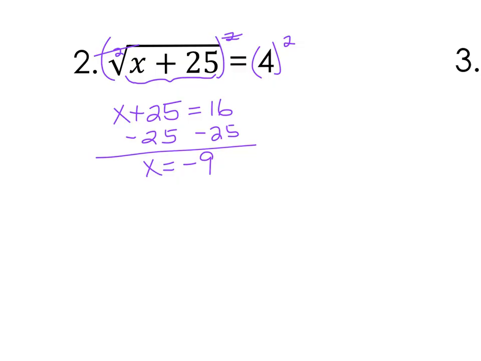When we do that, we're just going to go right back to the original equation and plug in -9 for x. And we just want to verify that that equals 4. So here's where it gets a little tricky. Negative 9 plus 25 is positive 16, equals 4.